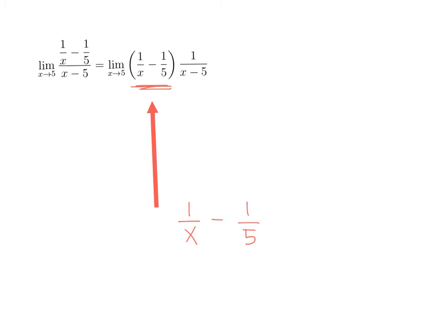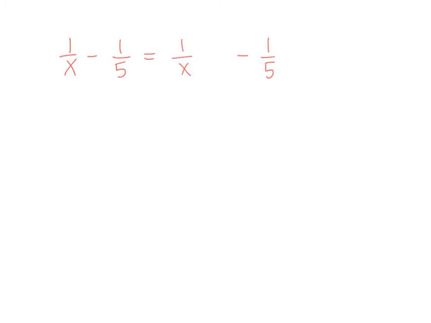Let's now focus on the expression in parentheses, which is the difference of two fractions. In order to rewrite this expression, we need to find a common denominator. But notice that the two denominators, x and 5, have no common factors, and so our common denominator is going to be 5x. Therefore, we need to rewrite each of these fractions as a fraction whose denominator is 5x.